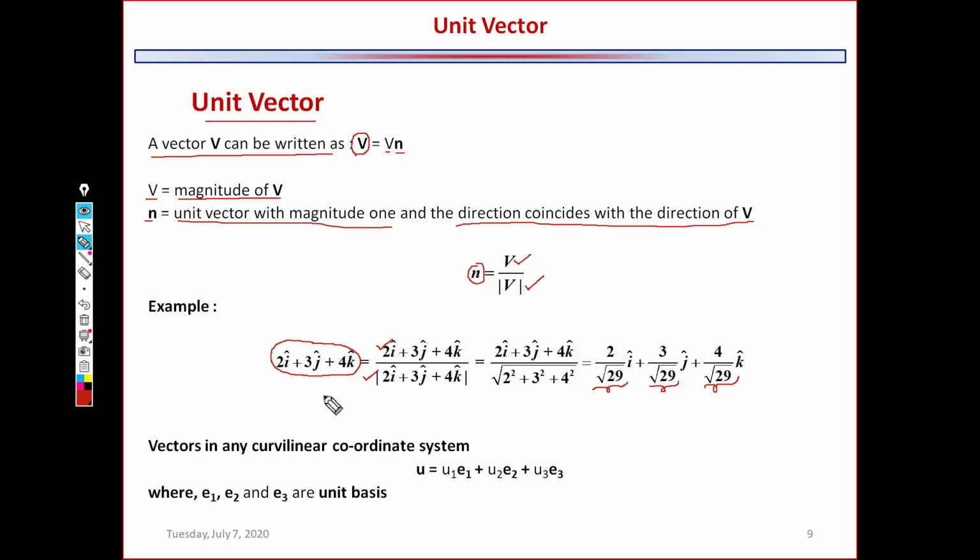The vectors in any curvilinear coordinate system, the curvilinear coordinate systems being the cylindrical coordinate system as well as the spherical coordinate system, can be represented as u1 e1, u2 e2, and u3 e3, where e1, e2, and e3 are the unit bases or the unit triads in a three-dimensional space.